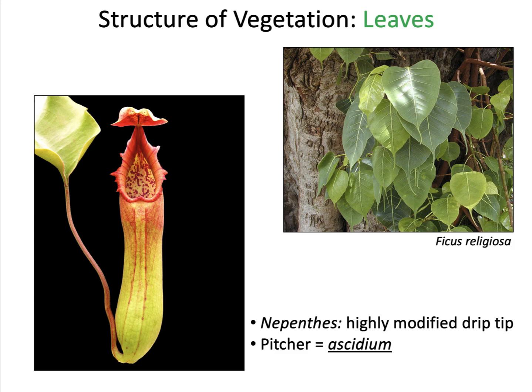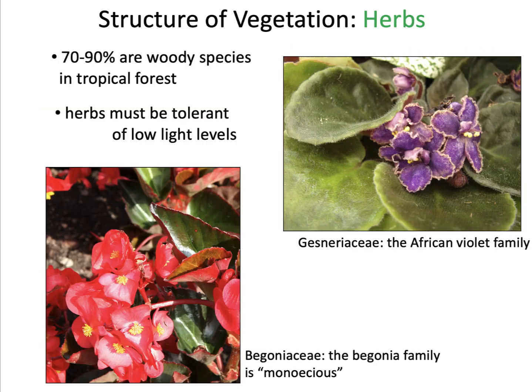And our last leaf adaptation we see in things like pitcher plants. Pitcher plants belong to the genus Nepenthes, and they have a highly modified drip tip. So Nepenthes pitchers are leaves, and the modified leaf is called the ascidium. And here we can see that pitcher fills with water, and then little insects go in there and drown, and then the plant can absorb the nitrogen from their dead bodies.